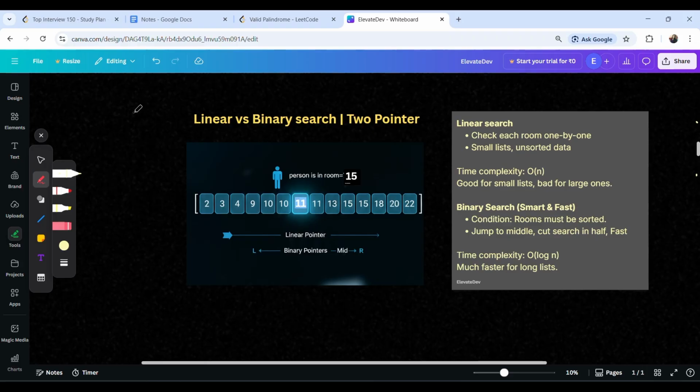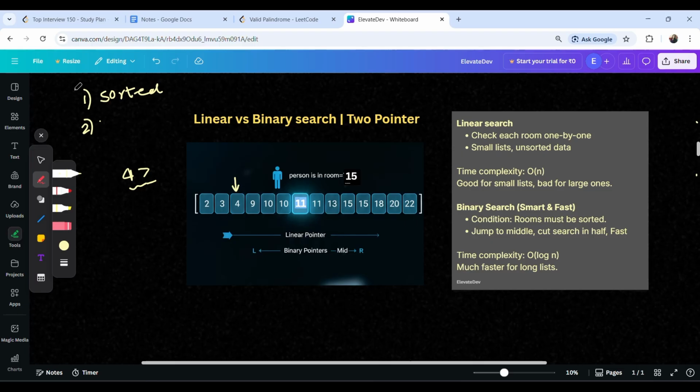So here the condition is that the rooms are in a sorted fashion, meaning the room numbers are in an increasing fashion, and it is not necessarily that they are going to be contiguous. Suppose you are given 4 here, that does not necessarily mean that the next room number is going to be 5. It is going to be anything which is greater than 4 but not necessarily 5. So the second scenario is this.